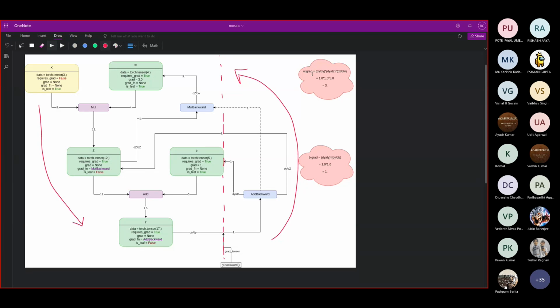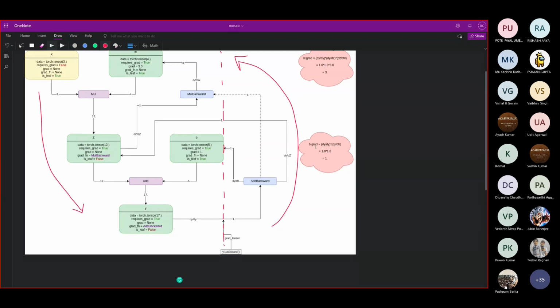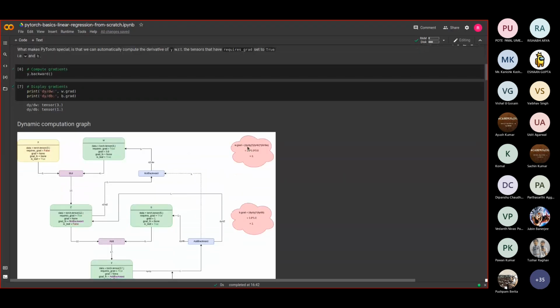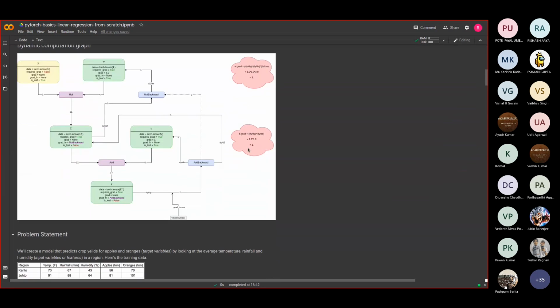So when we call w dot grad, it actually starts with y and keeps on calculating the gradient until it reaches our variable w. So in that we have these derivatives like dy by dy, dy by dz, and dz by dw. When we multiply all of these, we get dy by dw, and at the end we get the answer as 3. And we do the same thing for b, and for that we get the answer as 1. So this is how PyTorch calculates the gradient.